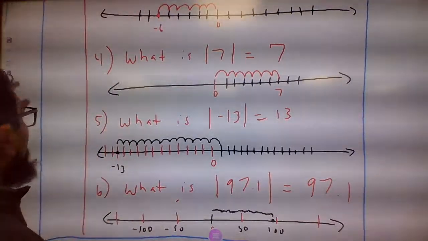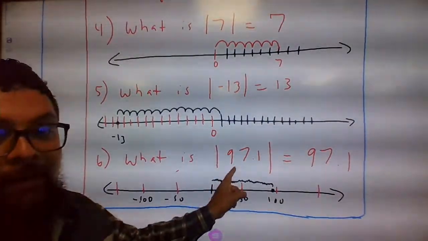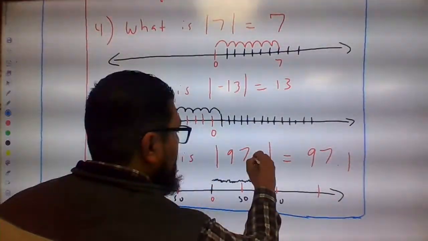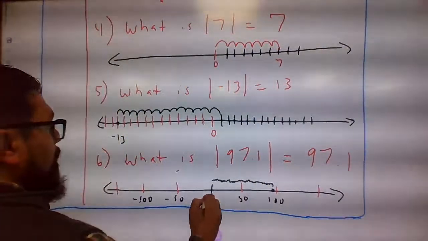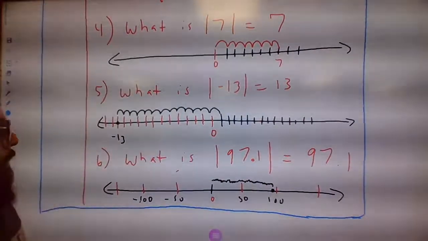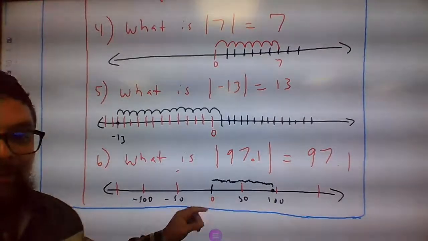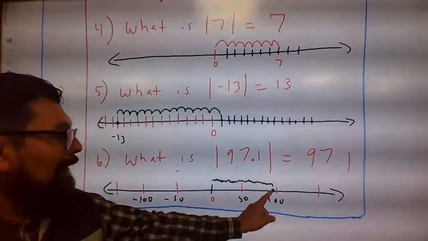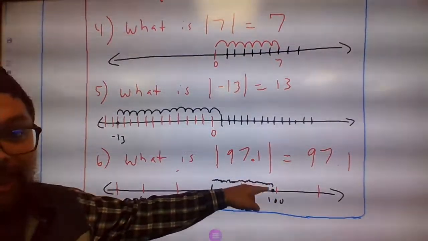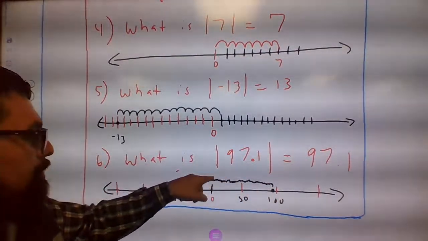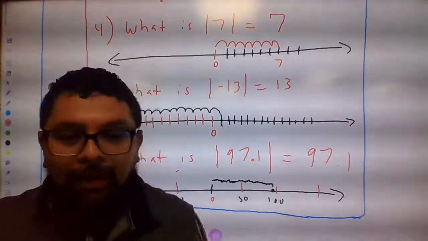And then the last one, what is the absolute value of 97.1? Well, it's 97.1. Look, here's a number line. Here's 0, 50, 100. 97.1 is right there. If you do your arches, which is going to take forever, the distance from here to 0 is 97.1. All right? So you're done, guys.